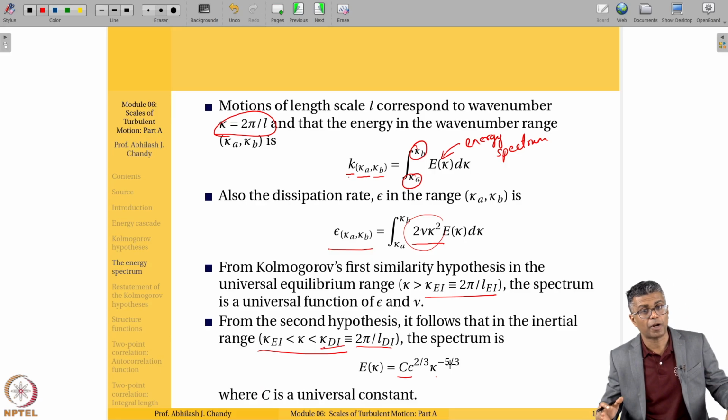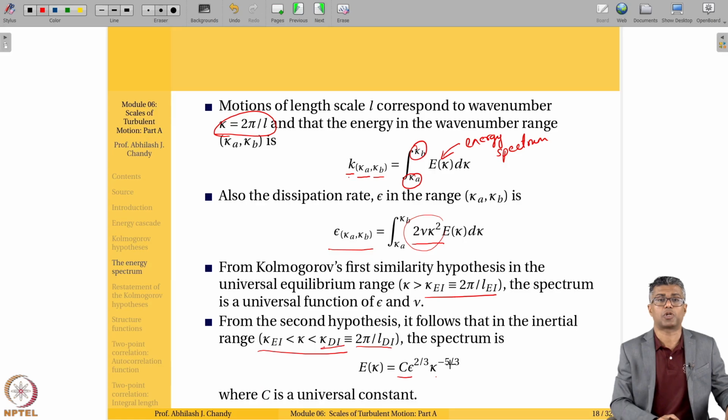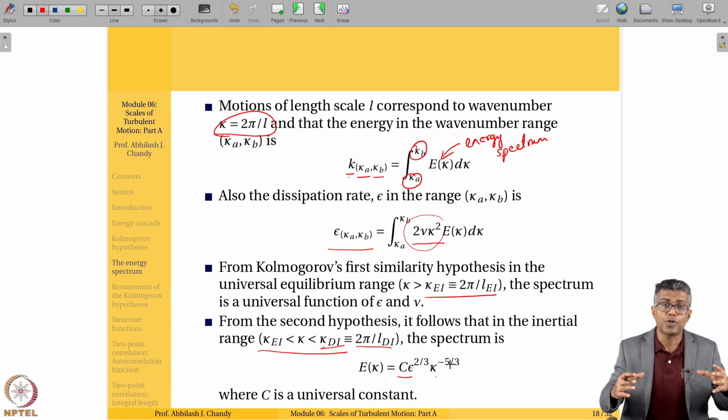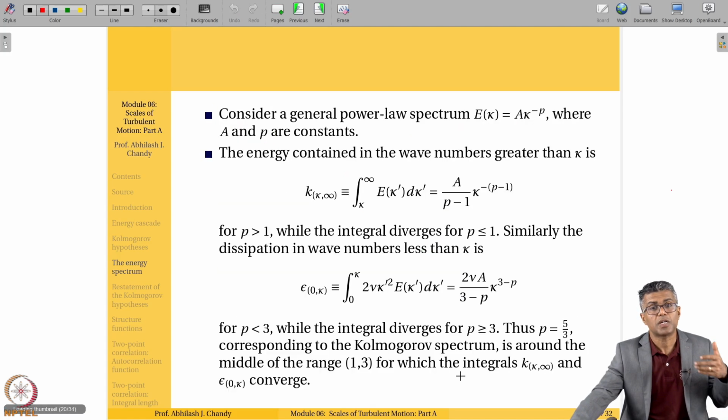It would obviously depend on the independent variable, which is kappa, the wave number. So kappa would be there and epsilon would be there. That's it. If I use those two, epsilon and kappa, I am going to get this function, epsilon to the 2/3 and kappa to the minus 5/3. C is going to be a universal constant because it is a universal function.